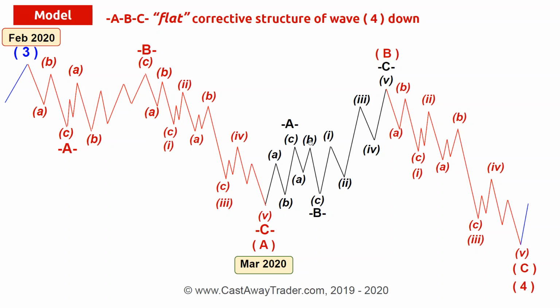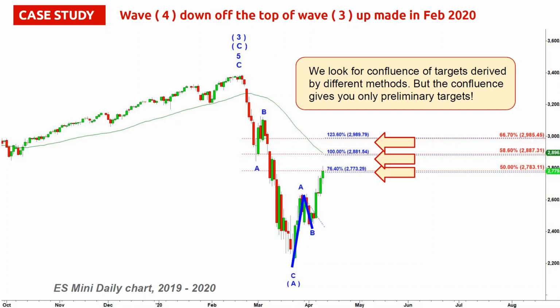The problem is it's too cheesy. Everybody knows 50%, and this is why in the majority of cases it does not work as a strong resistance, because everybody knows it. I much more than that, I like two other levels, 58.6 and 66.7.